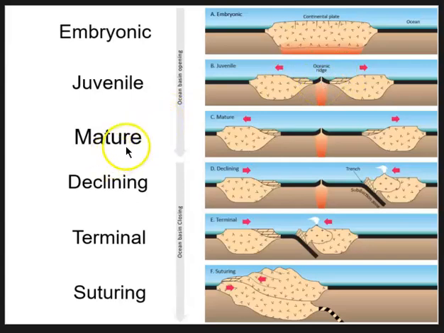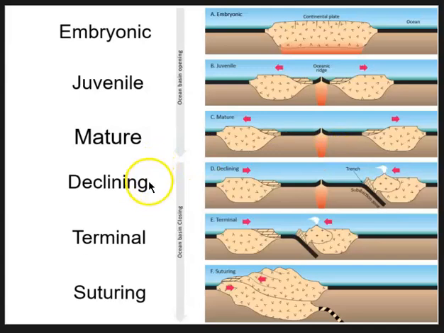Then the next stage is called the mature stage, and this is where you've had a long enough time that the mantle material has been creating new oceanic crust, and now we have defined features of a mature ocean. We have a defined mid-ocean ridge, and we have a defined continental shelf.